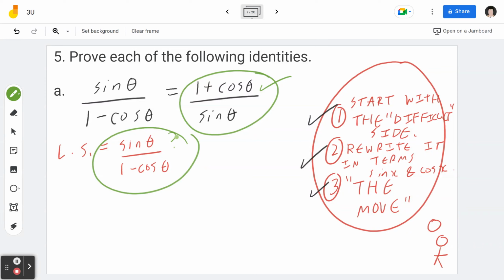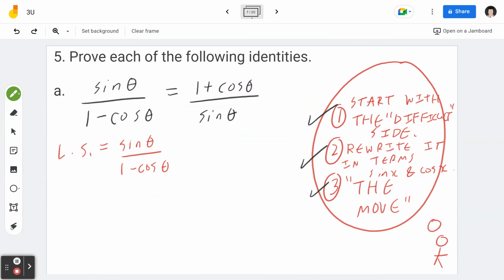So let me say this again. On the right-hand side, we want 1 plus cosine theta. We don't have that. The move just means we don't have it, so we're going to multiply by what we would like to see. Now, you can't just multiply by 1 plus cosine theta, but you can definitely multiply by 1. 1 means anything over itself.